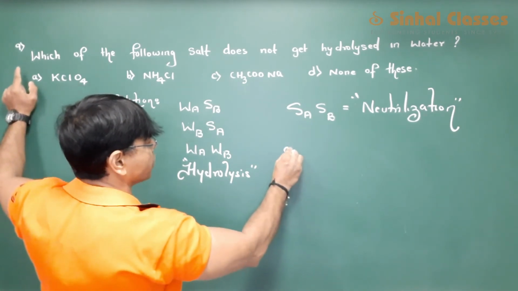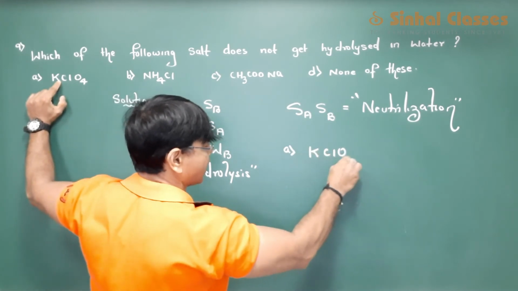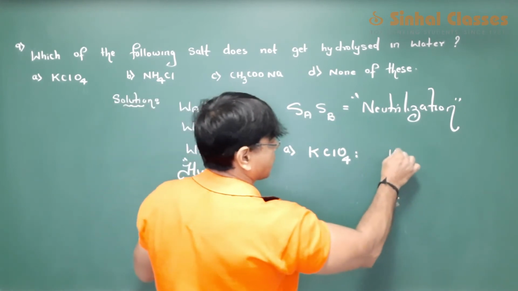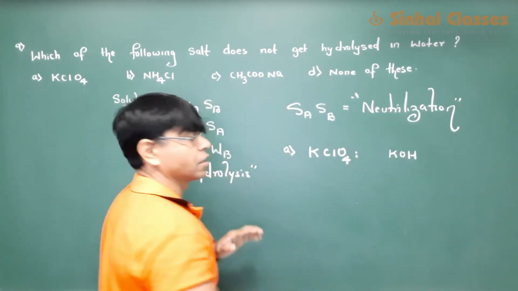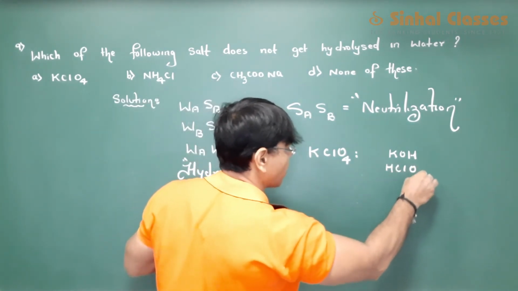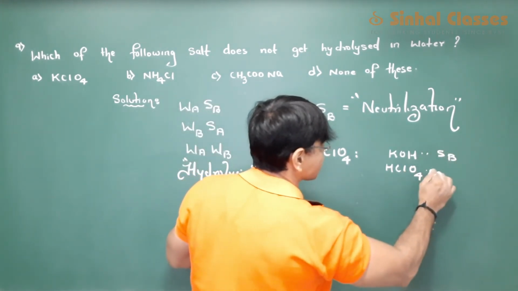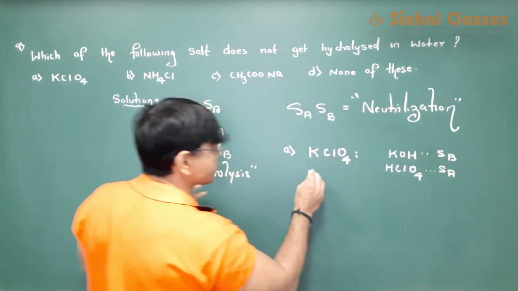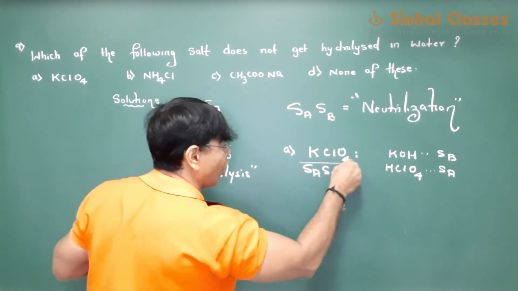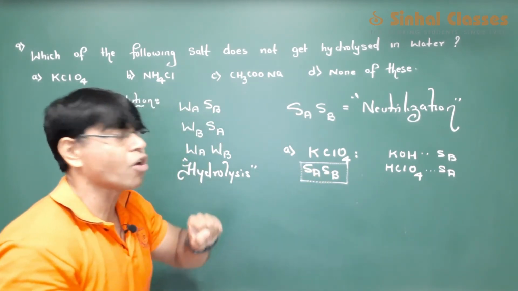The first option is potassium perchlorate. It's a salt of a strong base KOH and a strong acid HClO4, perchloric acid. So this is a strong base and this is a strong acid. So option A is a salt of a strong acid and a strong base.